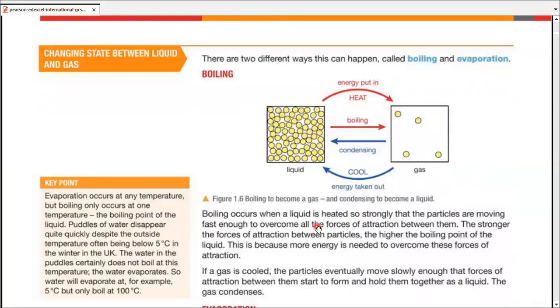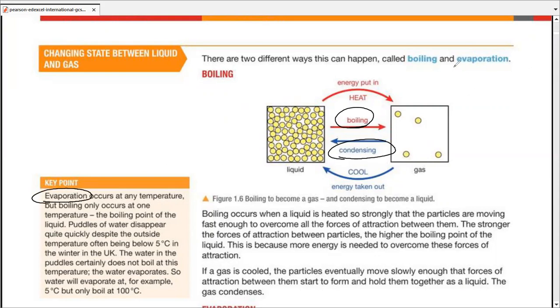The changing of state between liquids and gas. Now, in case of liquid, if we give it some heat energy, of course, the liquid is going to be converted into gas, or if the gas is cooled down, it can be converted back into liquid. The process can be boiling, or the vice versa can be condensing. However, at this point, we explain the difference between evaporation and boiling.